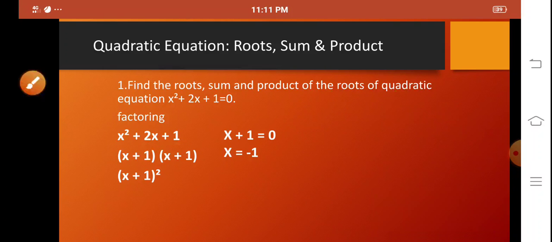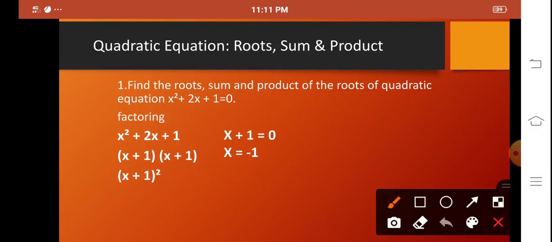By factoring this, we have to think of numbers that, if you add them, the answer is 2, and if you multiply them, the answer is 1. Again, the numbers must add up to your middle term, b, which is 2, and multiply to 1. Definitely those numbers are 1 and 1: 1 plus 1 is 2, and 1 times 1 is 1.